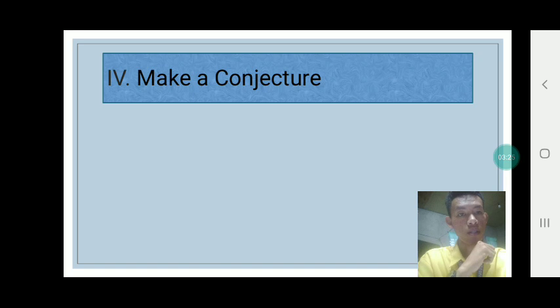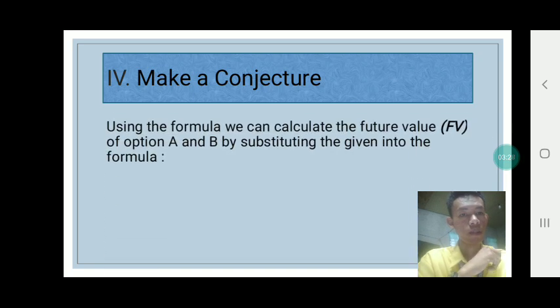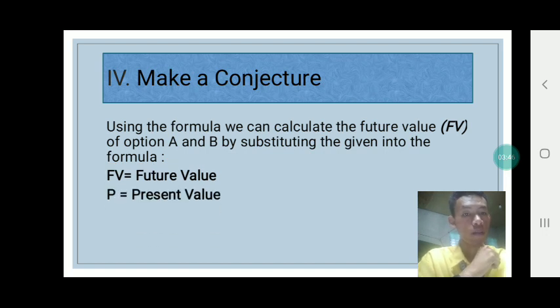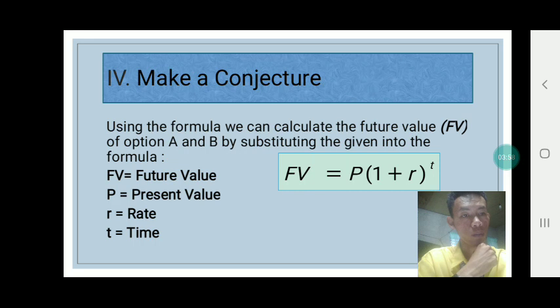So the fourth step is make a conjecture. Using the formula, we can calculate the future value, or FV, for options A and B by substituting the given into the formula. FV equals future value, P is our present value, R is the rate, and T is the time. So future value equals P, our present value, times the quantity 1 plus R, our rate, raised to T, our time.